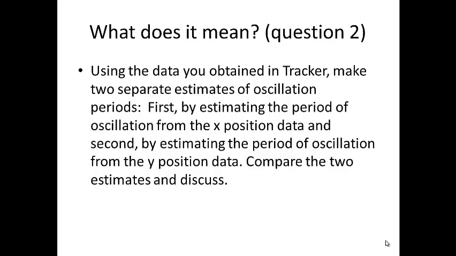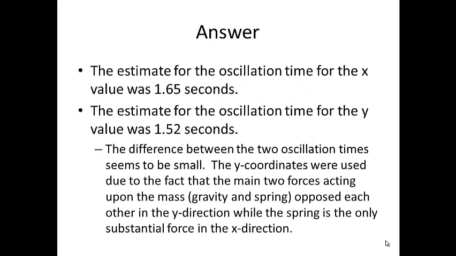This is the second What Does It Mean question. For the x-coordinates, the oscillation time was found to be 1.65 seconds. For the y-coordinates, the oscillation time was found to be 1.52 seconds. The overall difference between the two oscillation times is fairly small, but because both the gravitational and spring force act in the y direction, the y-coordinates were used, as it was believed that this would more accurately predict the correct spring stiffness.